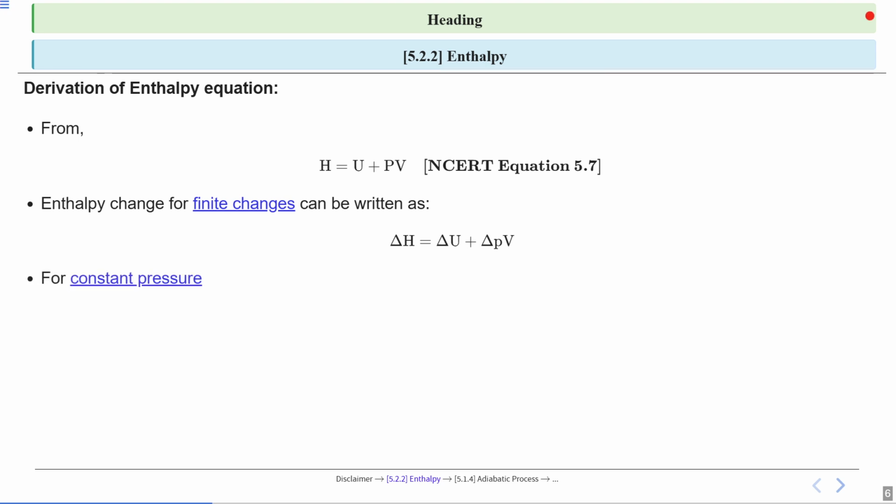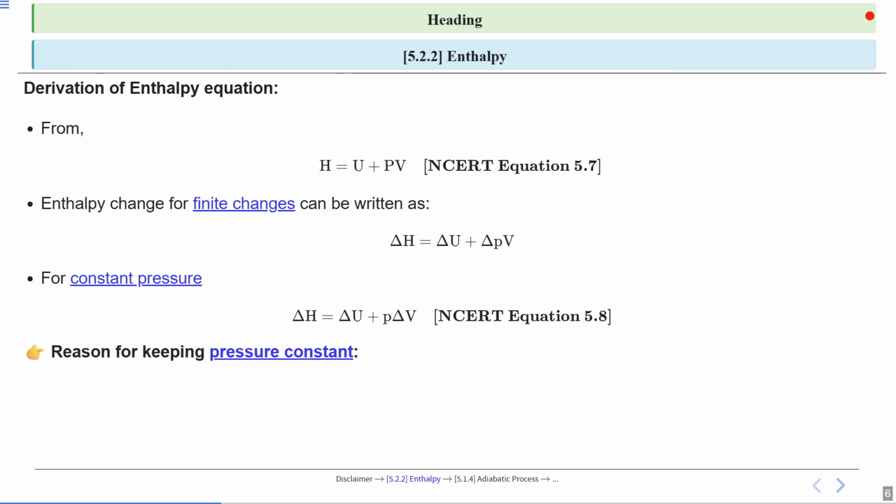Now, if I take the pressure constant here, then we can bring the pressure out of the delta box. Okay. So now the equation becomes delta H is equals to delta U plus P delta V. Now why are we pulling this P apart from the delta? Because pressure is taken as constant.